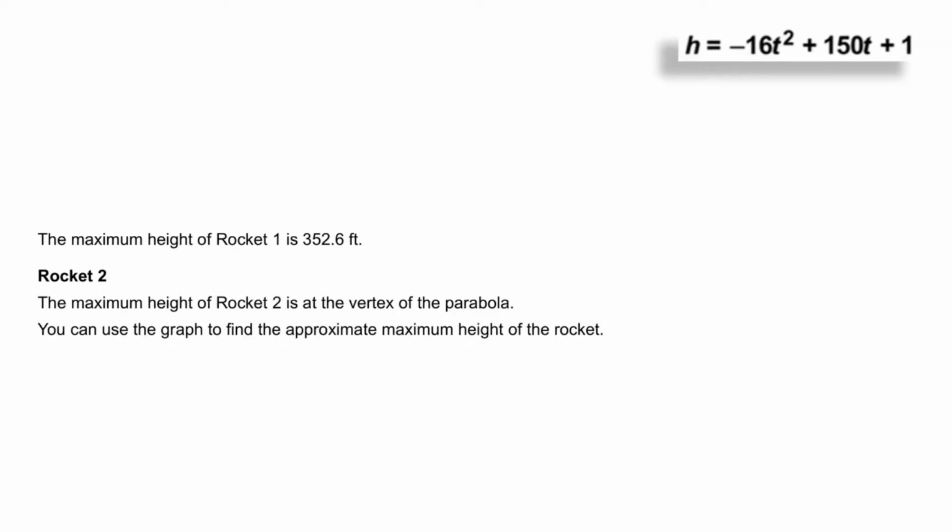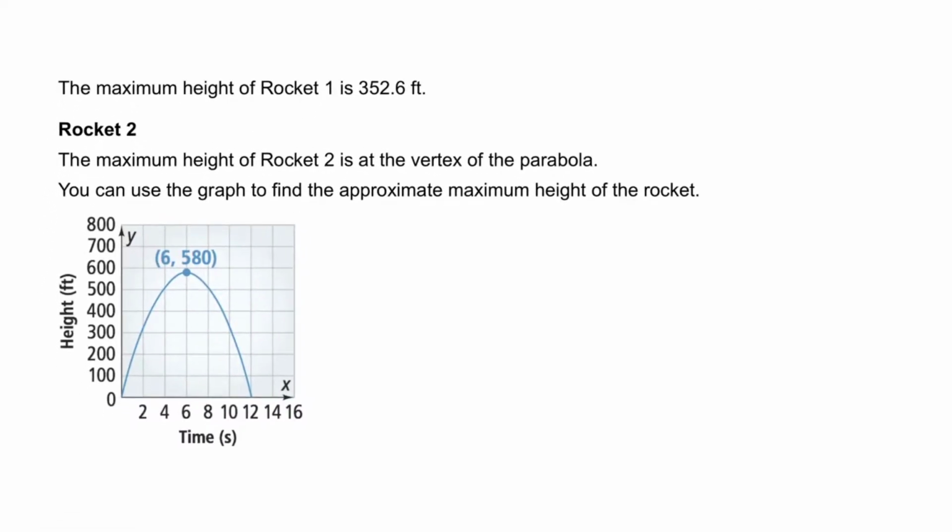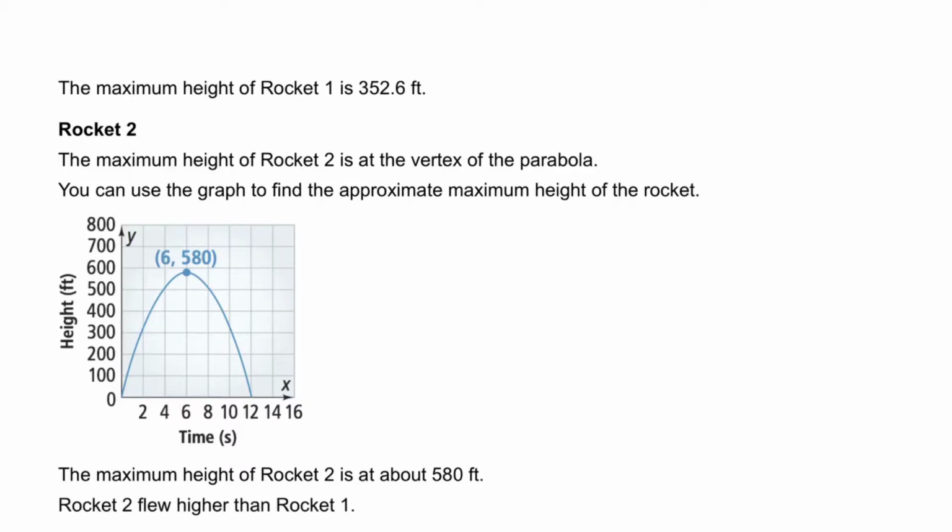Rocket 2. The maximum height of rocket 2 is at the vertex of the parabola as well. Here we can see it graphically. You can use the graph to find the approximate maximum height of the rocket. The vertex looks to be at the point 6 and approximately 580. That would indicate the maximum height of rocket 2 is at about 580 feet. So rocket 2 flew higher than rocket 1.